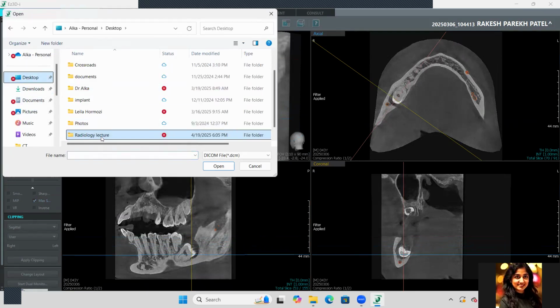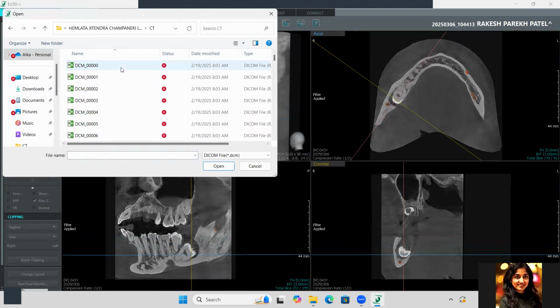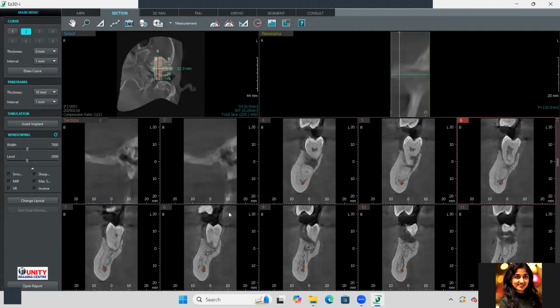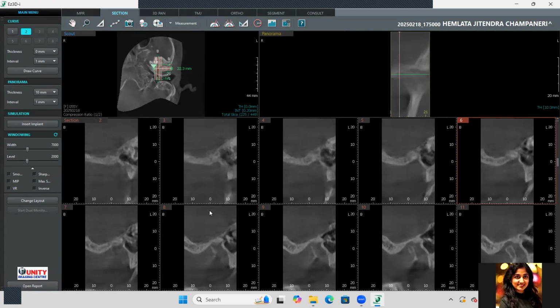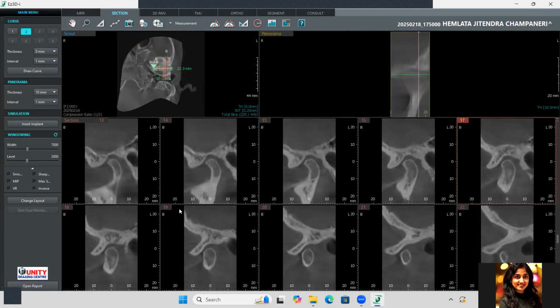Then I want to show you this TMJ, which has typical signs of osteoarthritis. We cannot see the disc in CBCT. So if the patient only has discal changes, only in the disc, the patient can be very symptomatic, very painful, but may not have any bony changes. In that case, even if the CBCT is normal, it doesn't say that the patient doesn't have TMJ disorder, because we cannot see the disc in CBCT. For that, we need an MRI.